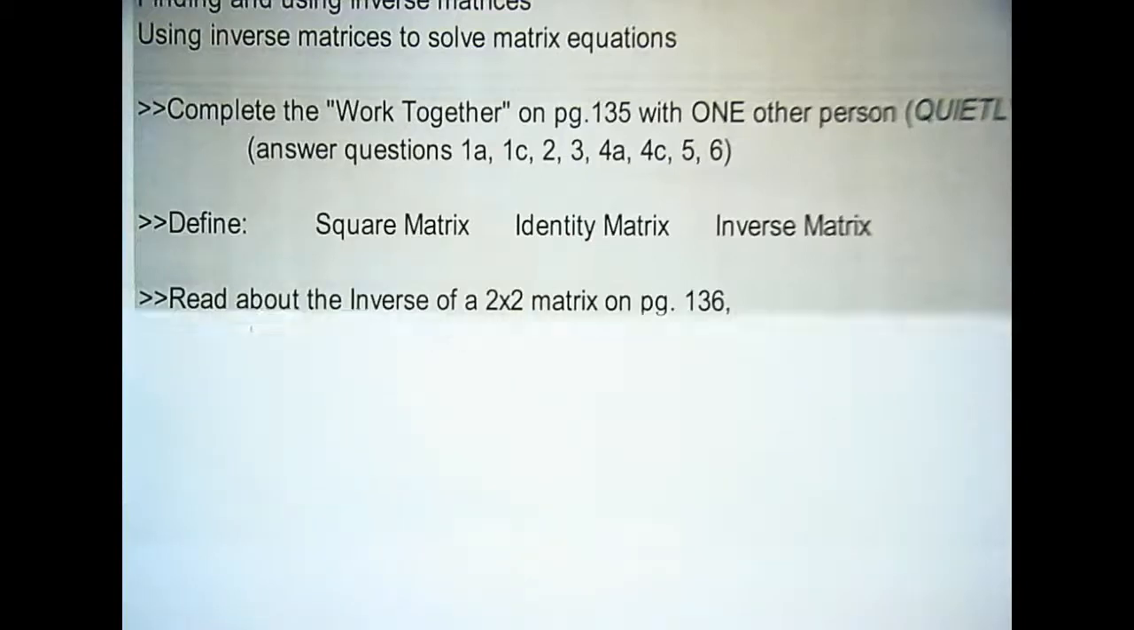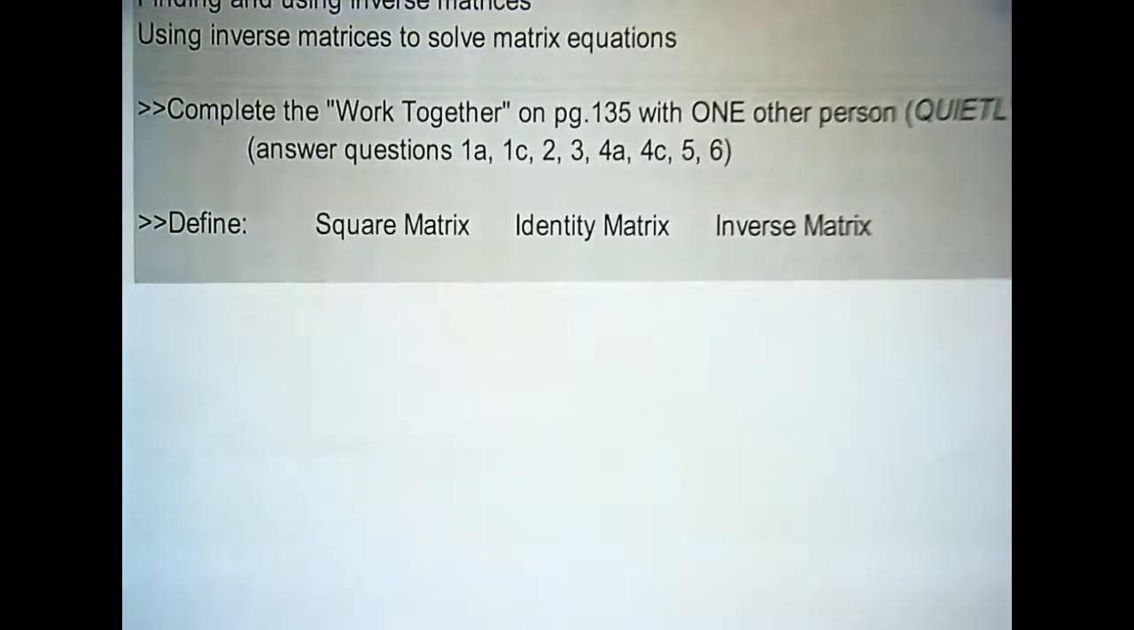Hey, really quick, what's a square matrix? Yeah? It's when a matrix has the same amount of dimensions, like 2 by 2, 3 by 3, 4 by 4. Good. Okay, square matrix. So we're going to be dealing with square matrices.